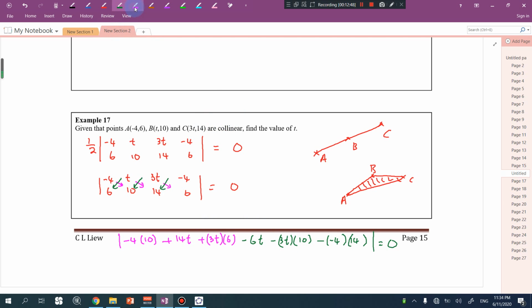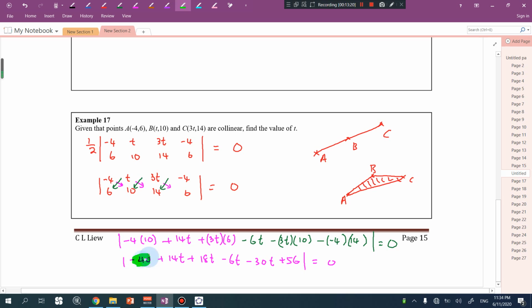Okay, maybe I show you over here. So this you get -40, and then plus 14t, and then this is 18t minus 6t minus 30t, and then this is -4 times 14 plus 56. Okay, let me check around that. Okay, correct.